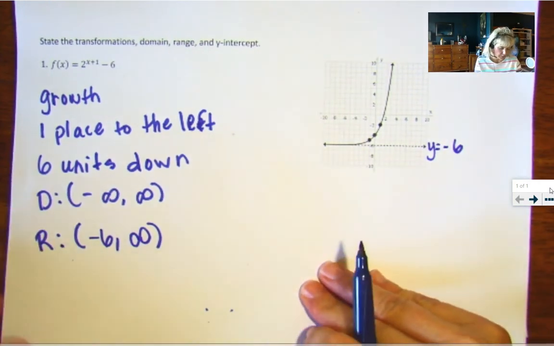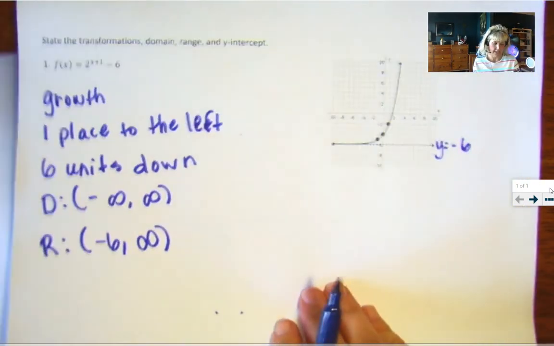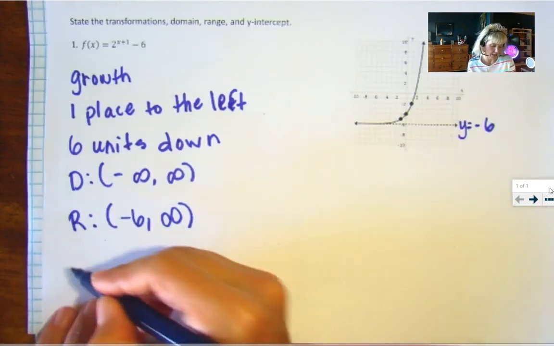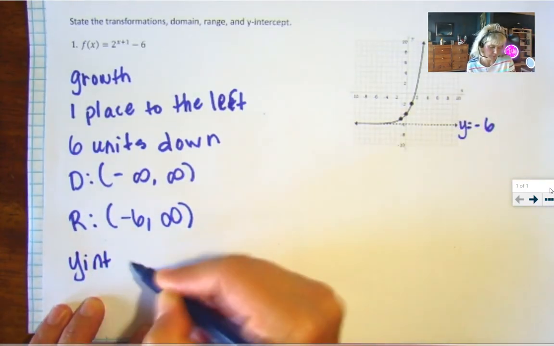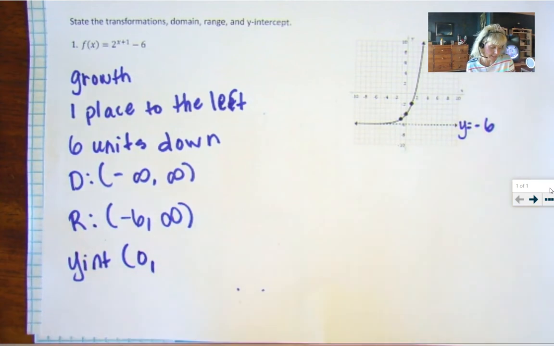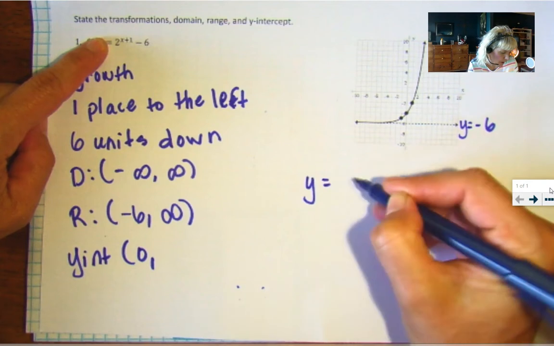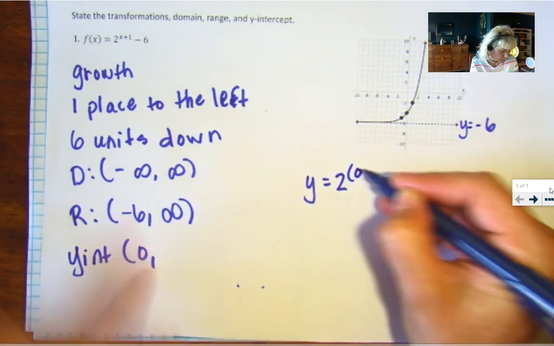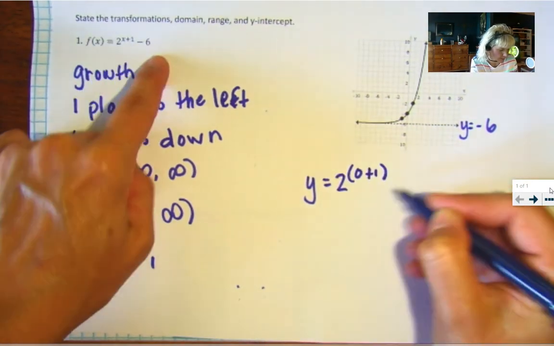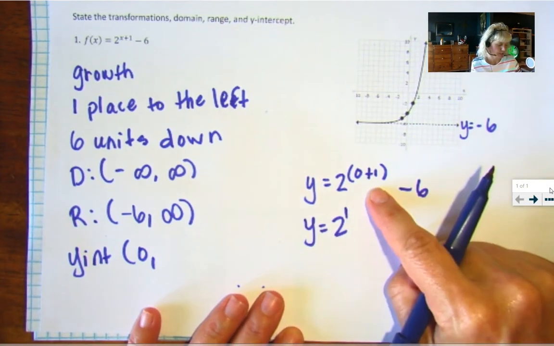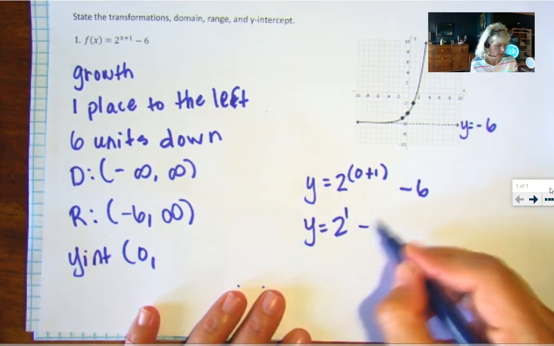One more thing I want to talk about is the y-intercept. So remember, when you need to find the y-intercept, your x is 0. So we're just going to do some math here. I'm going to plug in 0 for the x value. So y is going to equal 2^(0+1) minus 6. So this exponent becomes just to the first power, minus 6.